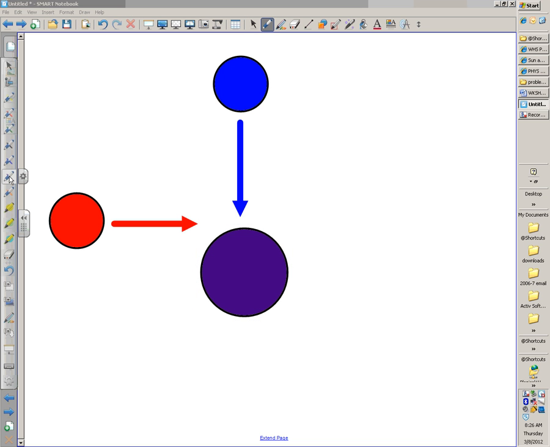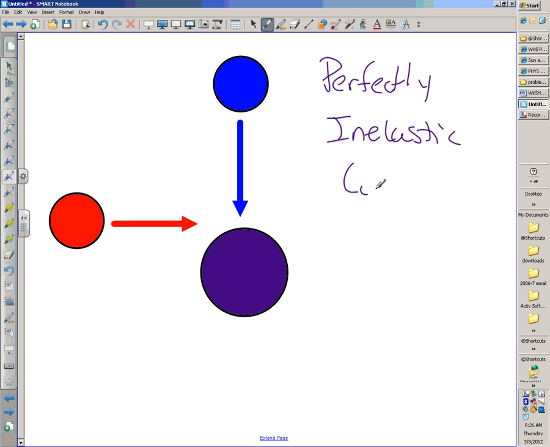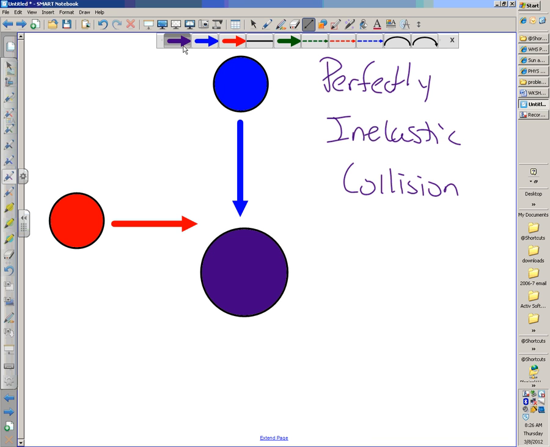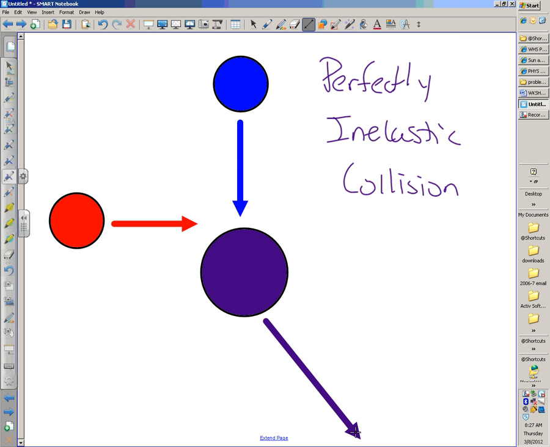We referred to this kind of collision as a perfectly inelastic collision. The fact that it's perfectly inelastic means that they stick together and become one object. Okay? But once again, momentum is still conserved on the x, still conserved on the y. So this has some momentum that goes off in this direction.